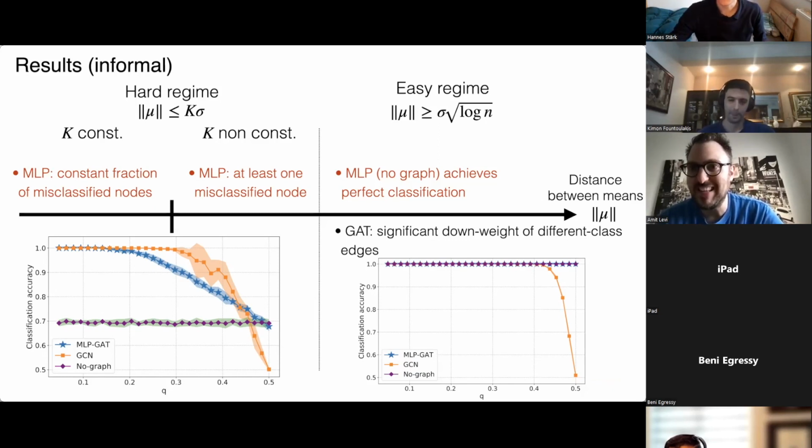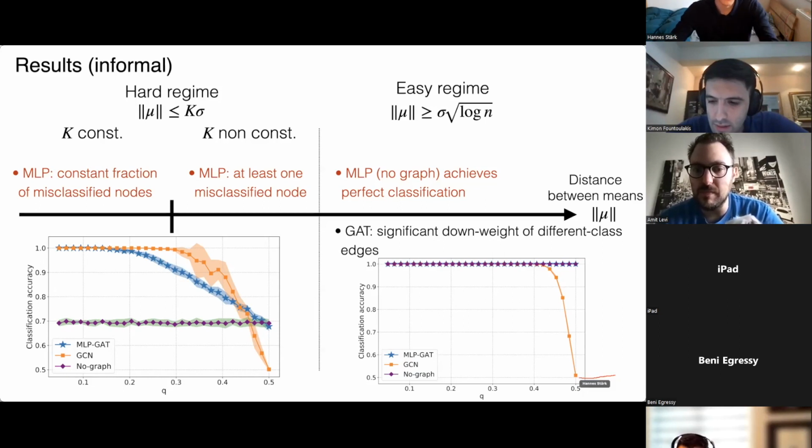It's just a question from the chat. If Q gets larger than P, how does this graph continue? Oh yeah, it's going to be flat. Yes, you're right. It's going to be flat at 0.5.